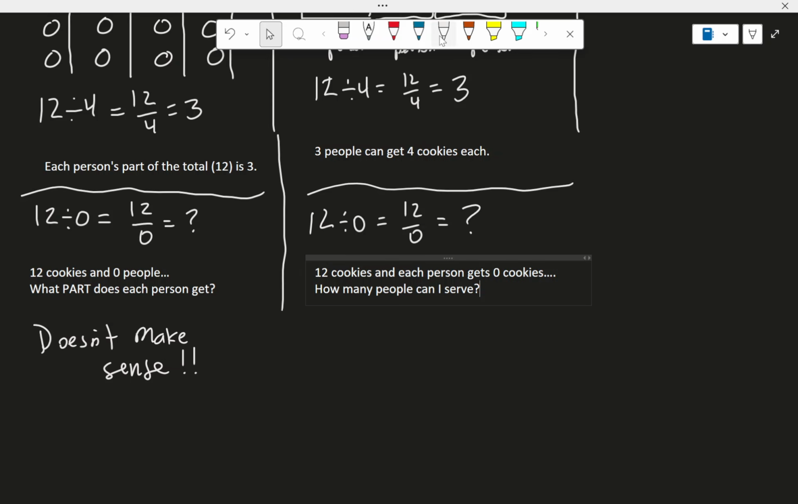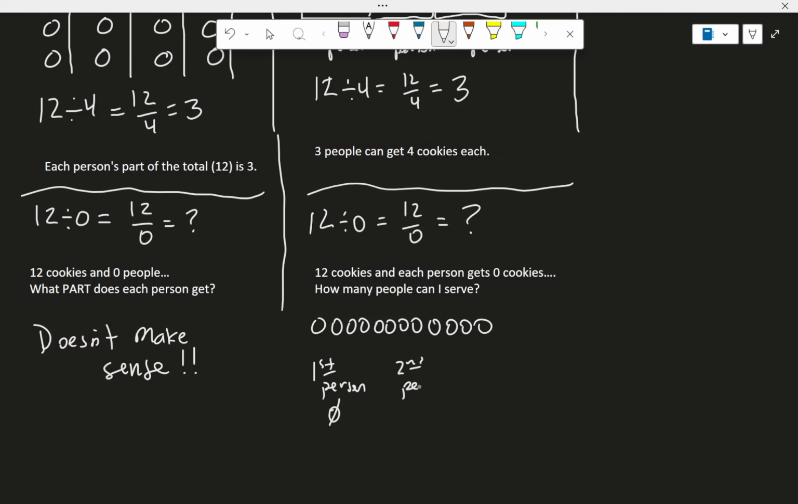Well, okay, let me draw my 12 cookies. 1, 2, 3, 4, 5, 6, 7, 8, 9, 10, 11, 12. Now, last time I measured out 4 cookies because we divided by 4. This time I'm going to measure out 0 cookies. Well, I'm not even going to measure out 0. So, the first person, how many cookies could I give them? The first person could get 0. Well, how about a second person? I still got 12 cookies. What would the second person get? The second person could get 0 cookies.